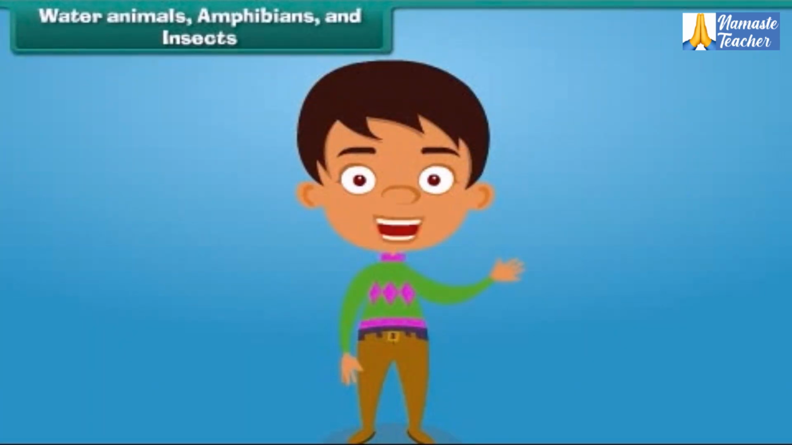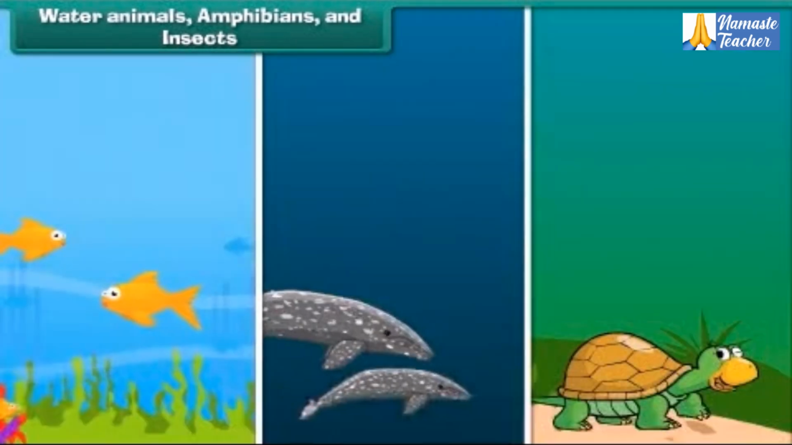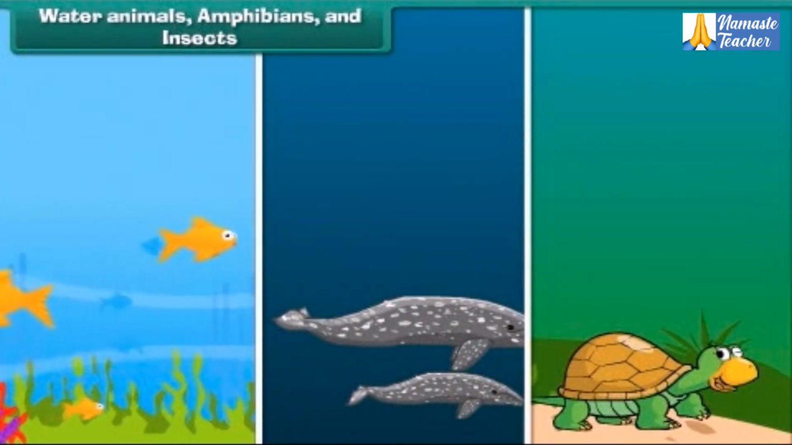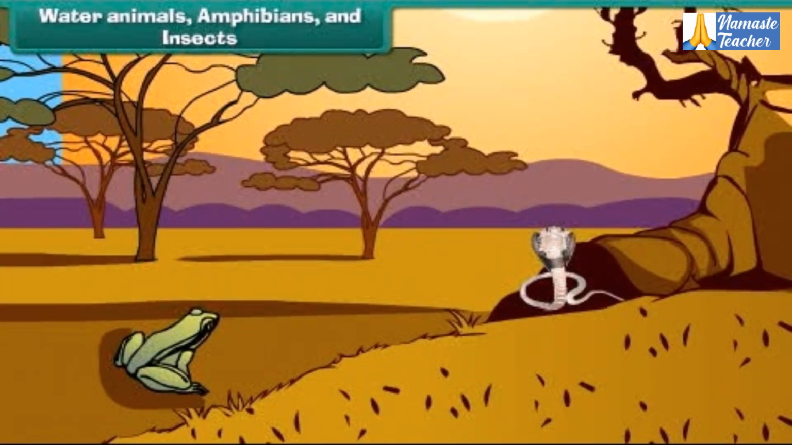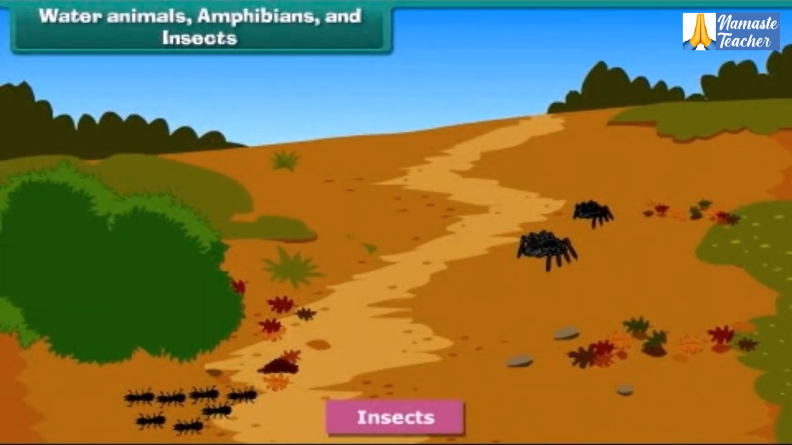Now let us know about other animals like water animals, amphibians, and insects. The animals that live in water are called water animals. Fish, whale, and tortoise are a few examples of water animals. There are some animals that can live both on land and in water. These are called amphibians, for example, frogs and snakes. The insects crawl on the ground or other supports, for example, spiders and ants. Some insects can fly also.